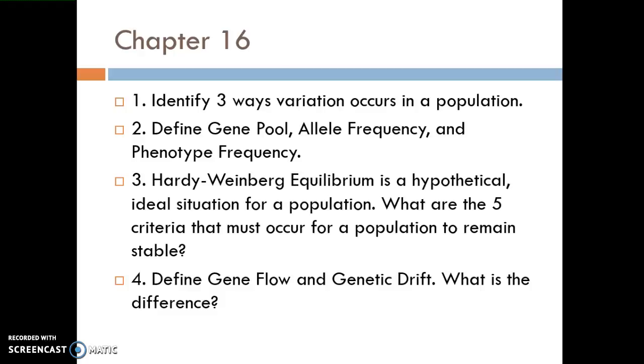Okay, chapter 16. 3 ways variation occurs in a population: mutations, recombination like crossing over, and then random pairing of gametes, which is just the random pairing of sex cells, egg and sperm cells.